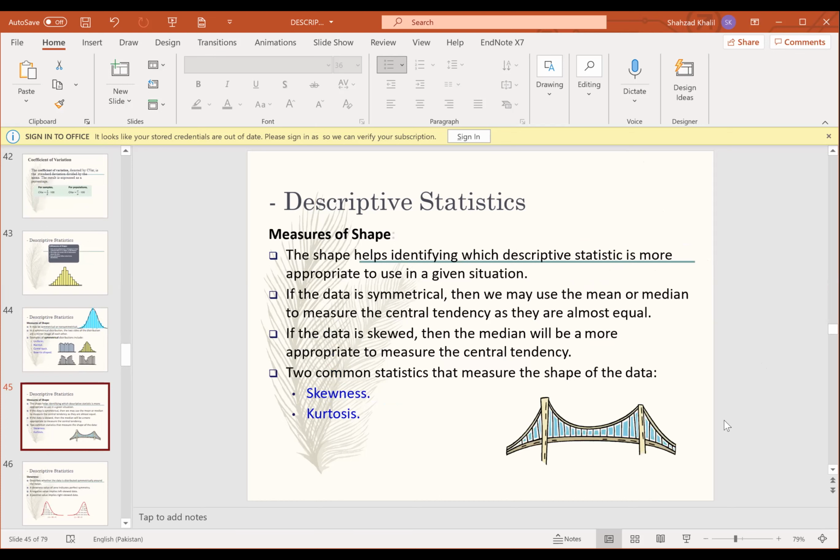The shape helps identify which descriptive statistic is more appropriate to use in a given situation. If the data is symmetrical, then we may use the mean or median to measure the central tendency, as they are almost equal. If the data is skewed, then the median is more appropriate to measure the central tendency. Two common statistics that measure the shape of the data are skewness and kurtosis.